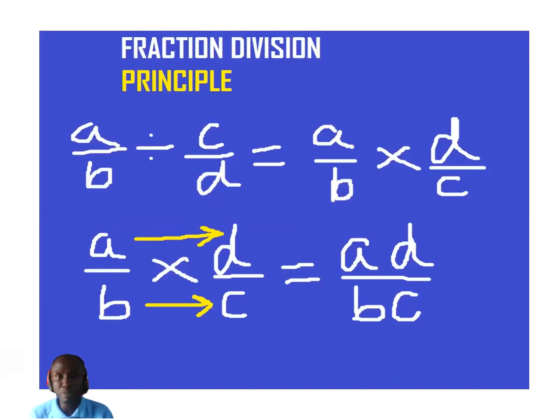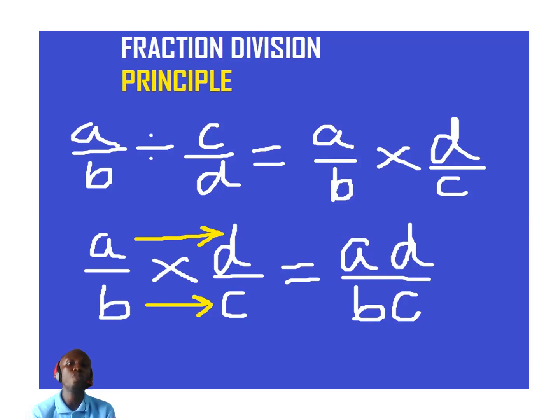Now, fraction division. Under principle, A over B divided by C over D. So there's a principle to obey when it comes to dividing fractions. You invert the second fraction, the fraction on the right. You do the reciprocal of it. That means you take the denominator up and bring down the numerator. So I took the D up and brought down the C, and I got D over C.